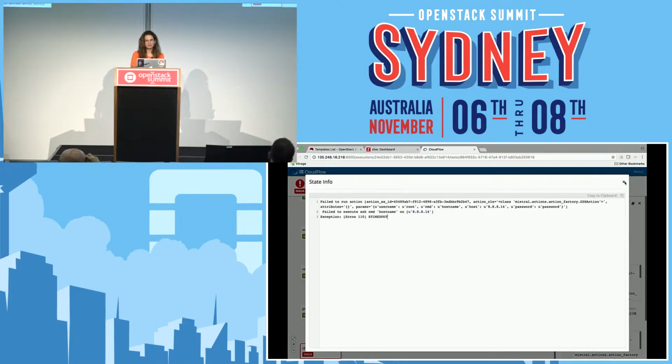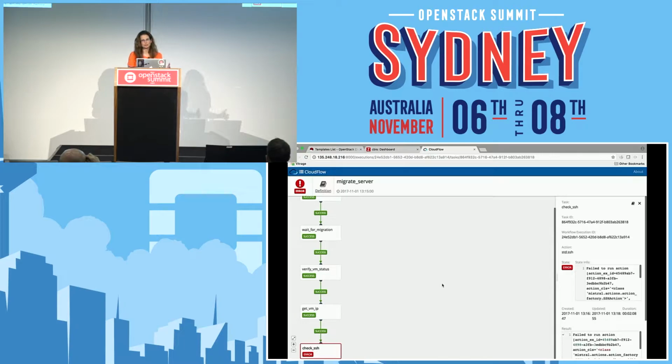And you can see that Cloudflow also shows failures with all the information, so you can understand why a task failed. And of course, the VM migration succeeded, we just failed to SSH because of a technical problem, but the VM was migrated to the new host.